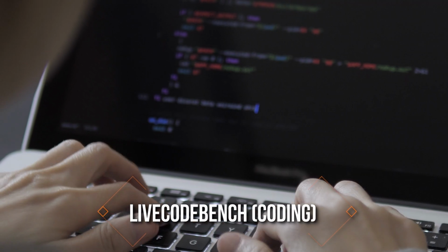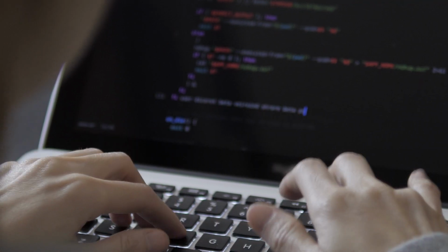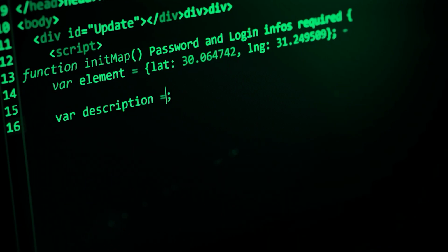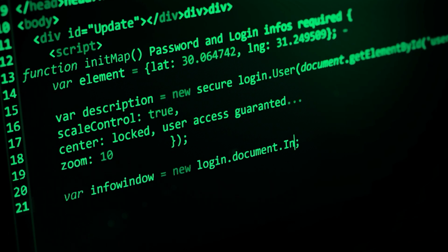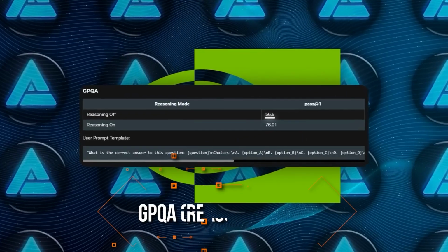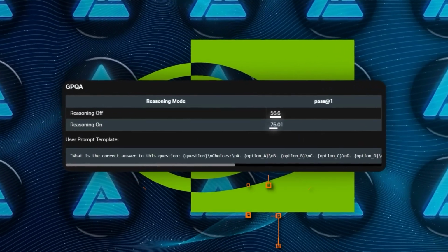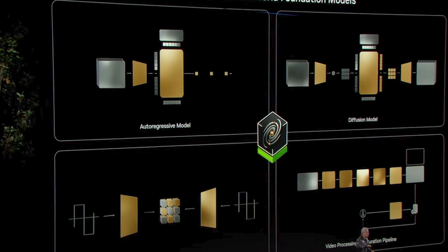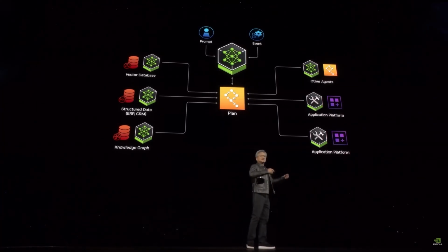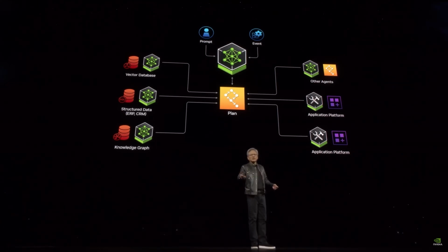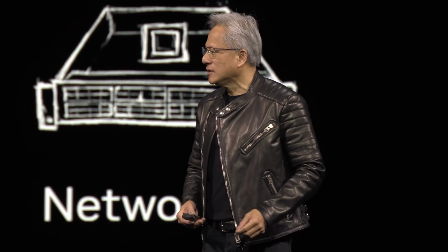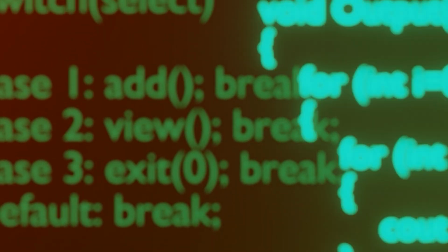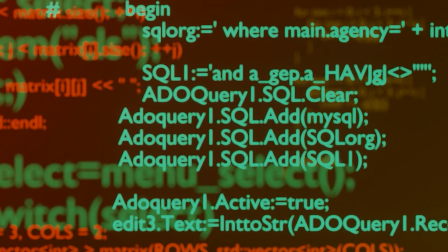LiveCodeBench, or coding. Standard mode gets 29.03%. Reasoning on, 66.31%. More than double the performance. And GPQA, or reasoning Q&A. Standard mode gets 56.6%. Reasoning on, 76.01%. You can see it right there. Enabling reasoning mode unlocks significantly higher performance on complex tasks. The beauty is you only engage that extra compute power when the task demands deep thought. For simpler queries, you can run it lean and mean in the standard mode.